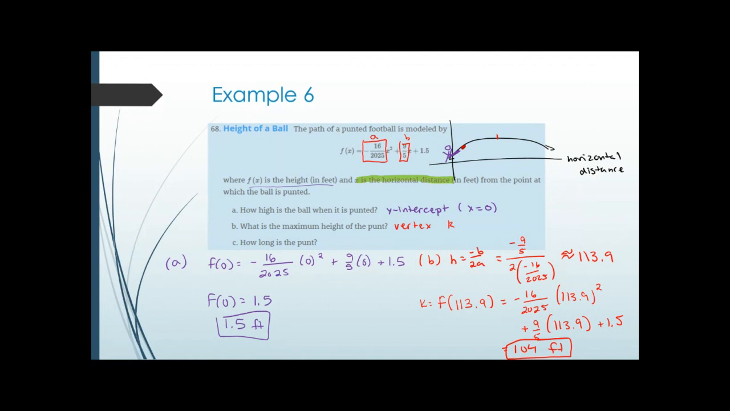Now the last part is how long is the punt? That is this distance. It is the distance between where it starts and where it hits the ground. So it's the distance between 0 and the x-intercept. To find the x-intercept, we would have to use the quadratic formula.